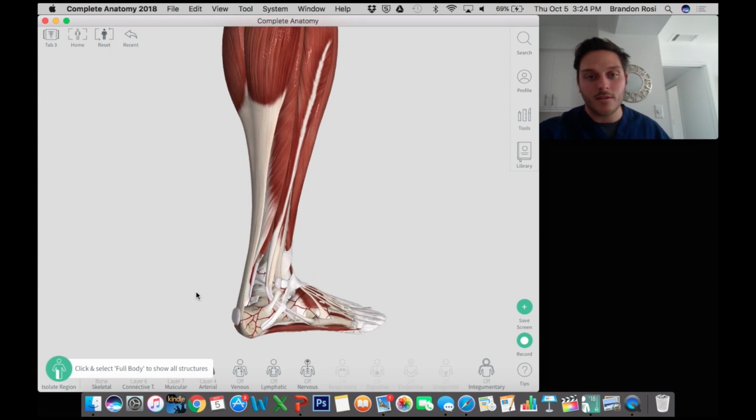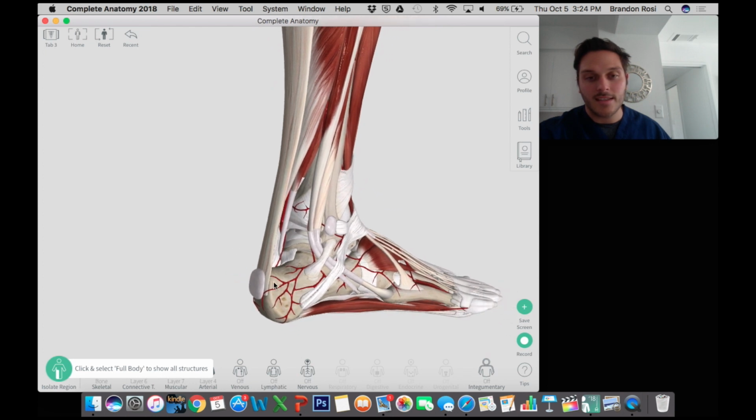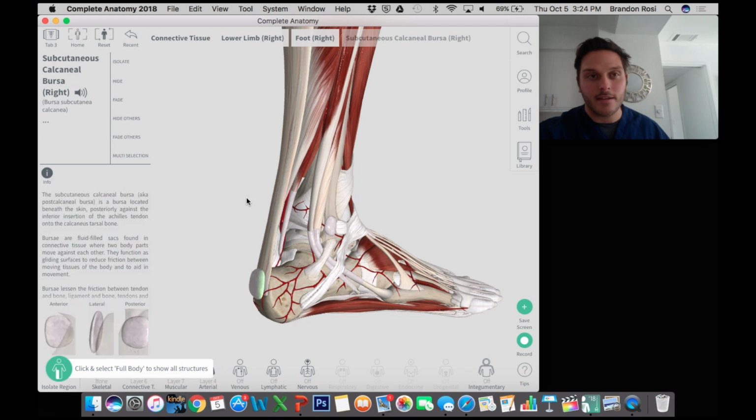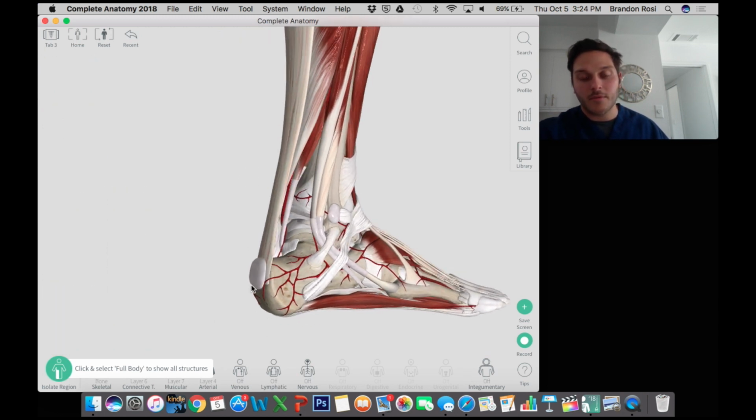Bursa is essentially our little fat pad, if you will, or our pillow between the muscles and tendons and the bones, between the subcutaneous tissue, and that's this guy right here. Just think of it again as that little pillow pad that prevents traumatic bruising or bumping, as those heel cords keep rubbing and flossing across that guy.